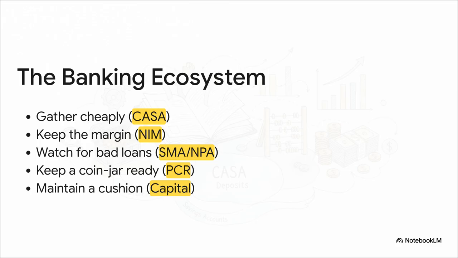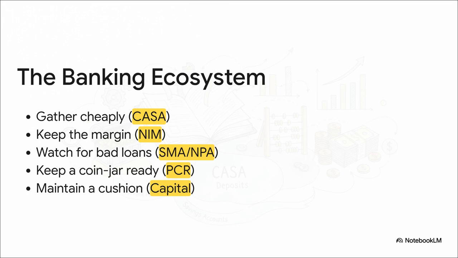First, you gather cheaply with CASA. That allows you to keep a really healthy margin, your NIM. Then you lend that money out, but you have to watch closely for wobbling loans, which are known as SMAs, and bad loans or NPAs. Because of those, you keep a coin jar ready. Those are your provisions. And underneath the whole shebang, you maintain a solid capital cushion just in case.